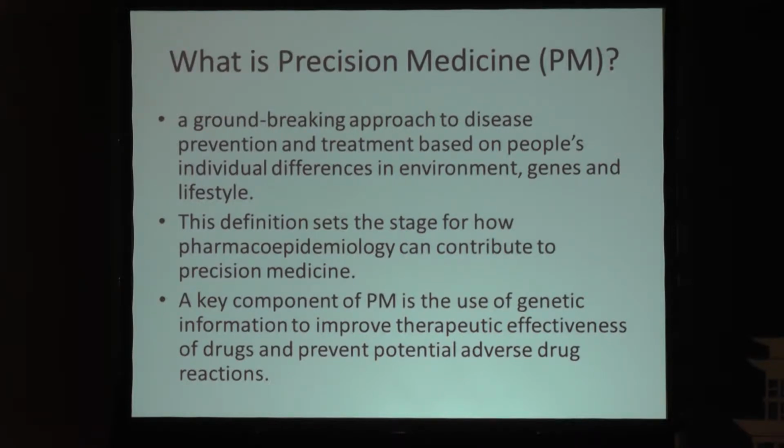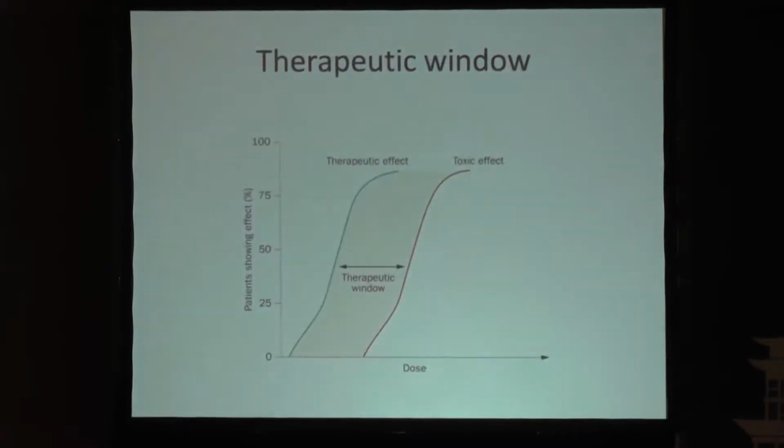Precision medicine is more of an approach, and pharmacoepidemiology is a discipline, and the two of them are tied together. A key component of precision medicine is the use of genetic information to improve therapeutic effectiveness of drugs and prevent potential adverse drug reactions.